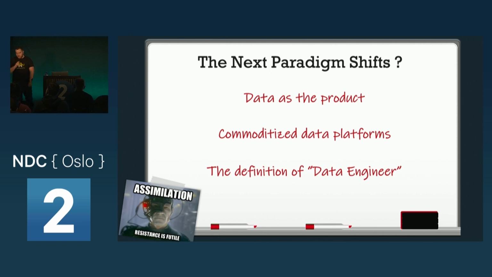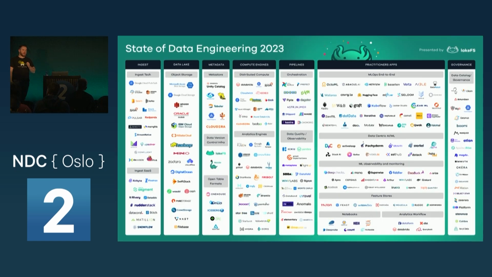The other thing that's happening is the commoditization of data services and data platforms. So this is the State of Data Engineering 2023 from Treeverse. It was published a couple days ago. So thank you, Treeverse guys, for letting me use it. And this just shows you the ecosystem of companies and open source projects just in the world of data engineering as they are as of today.